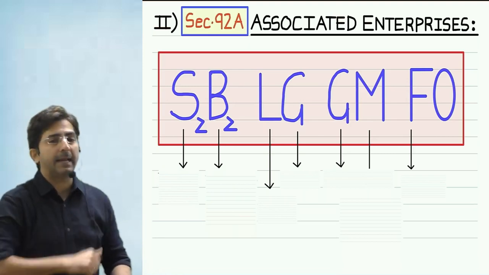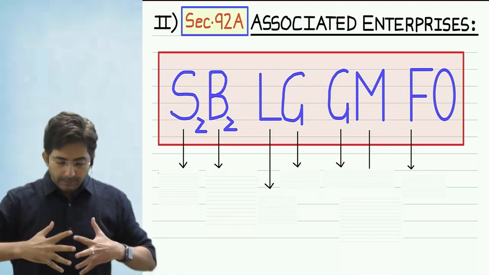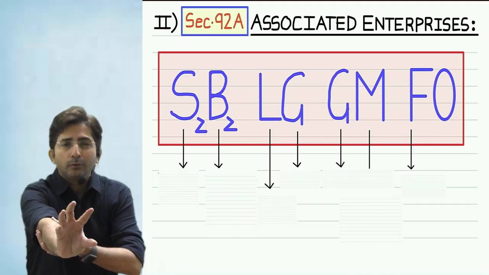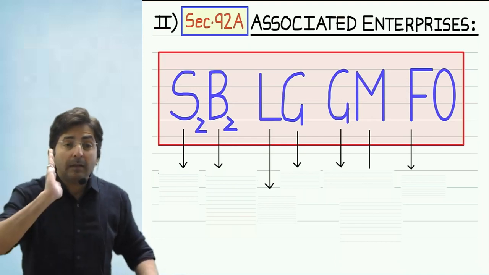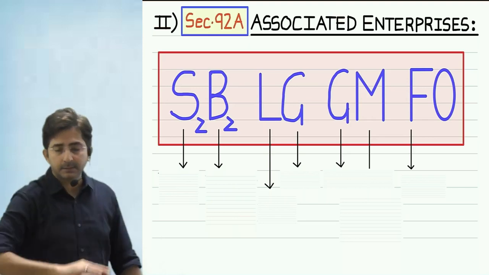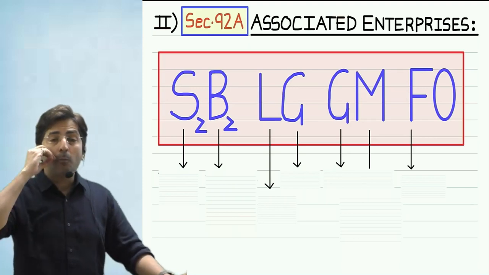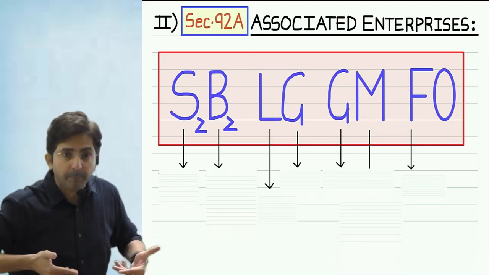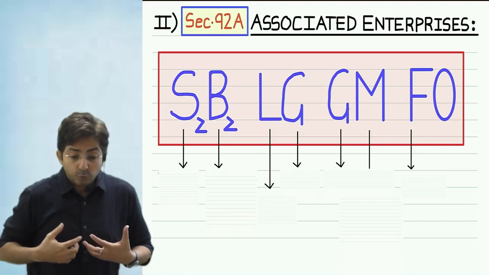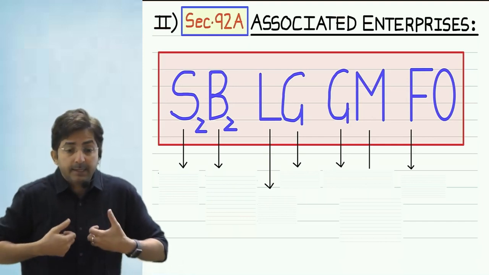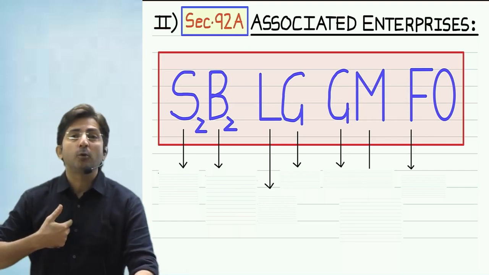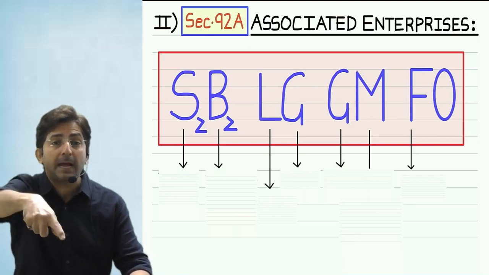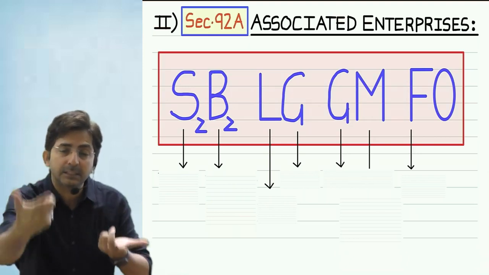Then the next alphabet is L. L stands for, if I have given a loan to some enterprise and it is not just a nominal loan. You know how much loan I have given? At least 51% of your total assets. It means however many assets you have, at least 51% of that is financed by me. So if I am financing so much to you, that means I am in a position to control you. And if I can control you, I can manipulate the price in case of transactions with you.